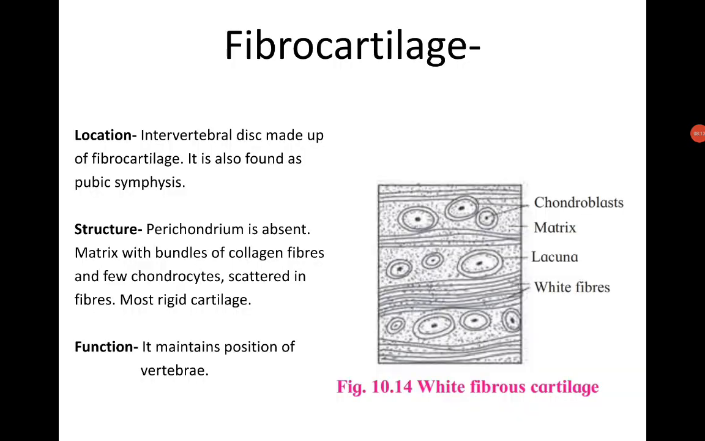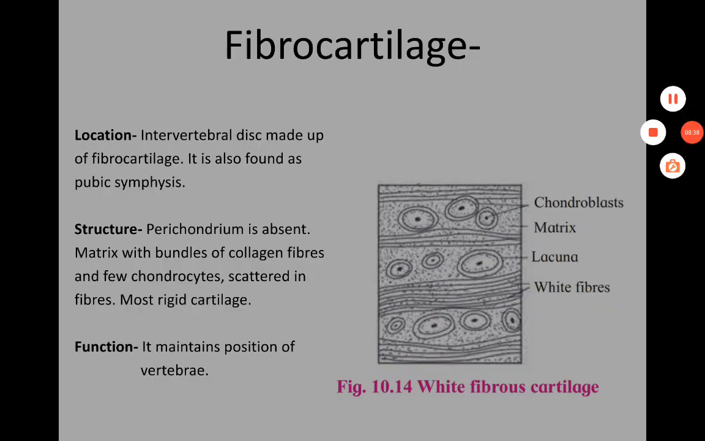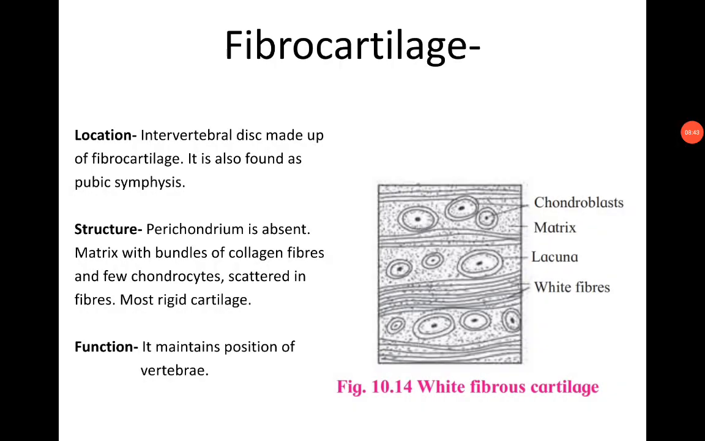The third type of cartilage is fibrocartilage, also called fibrous cartilage. Location: it is found in the intervertebral disc, which is made up of fibrocartilage. It is also found as the pubic symphysis. The pubic symphysis is present in the lower part of the pelvic girdle. These are made from fibrous cartilage.